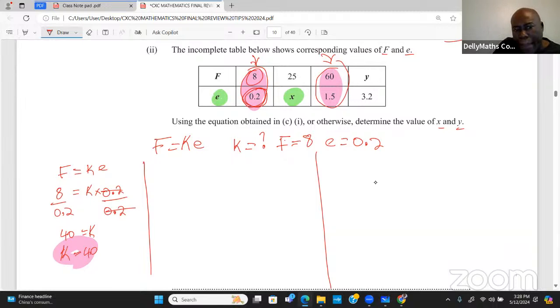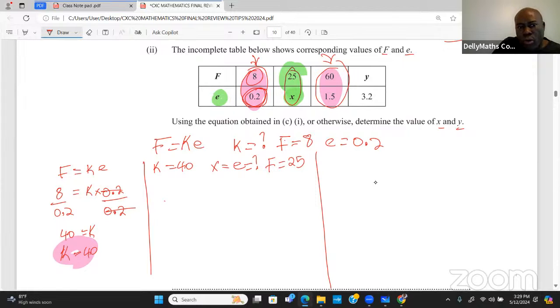So now let's write back the fact that K is equal to 40. Now I'm going to try to find my X. X is an E value that I don't know yet. But if we look in that column, on top of the X, we realize that the F value was 25. Excellent. There's going to be just one unknown at a time.